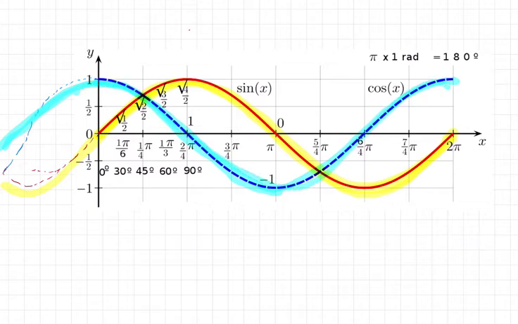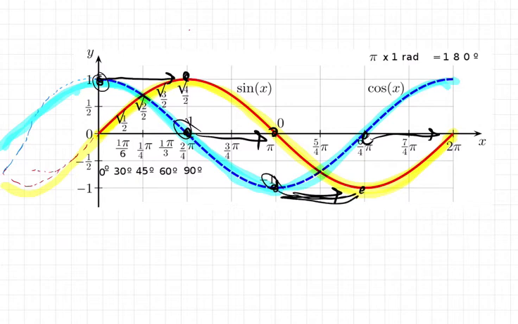If I took my cosine function here and I shifted it to the right by pi over 2 or 90 degrees, I took this point and put it here. I took this point and put it here. I took this point and put it here. I took this point and put it here, you would have the sine function, right? You can see that in those landmark points there. If you shifted them over pi over 2 radians, or 90 degrees, they would land at these points on the sine function, right? Over, over, over, over.